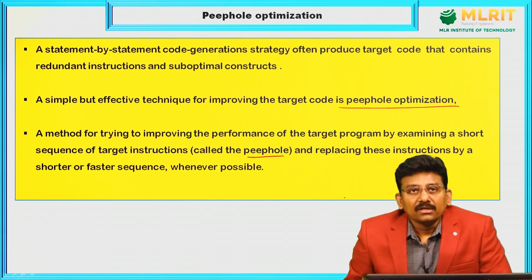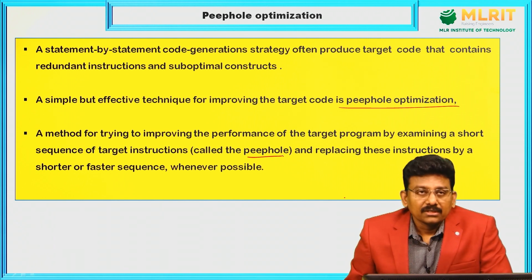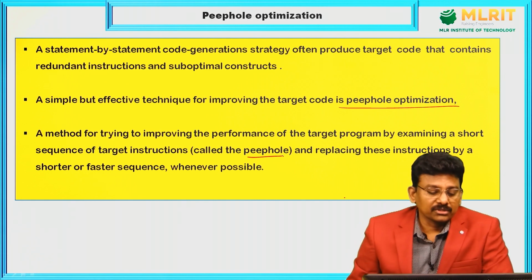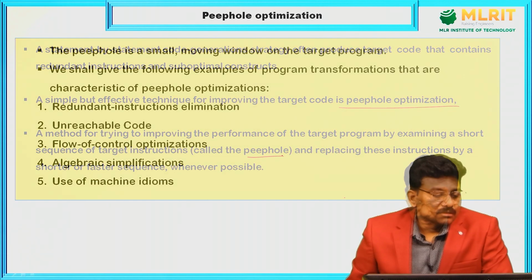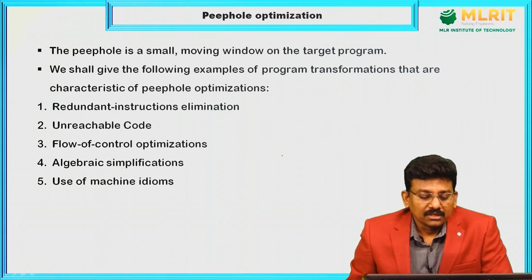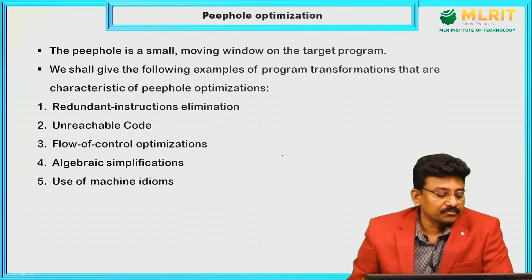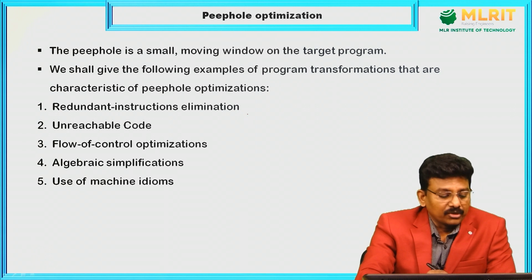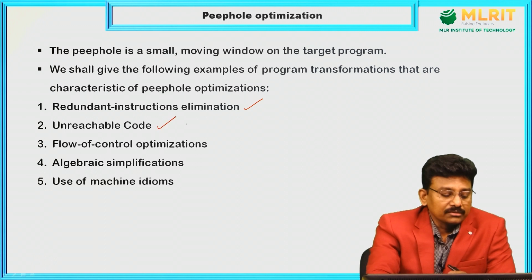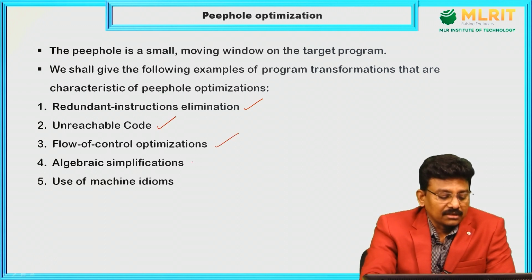So, here we have code having some instructions called costly instructions. We can replace those costly instructions by a cheaper and faster sequence of instructions, so that we can improve the code. The Peephole is a small moving window on the target program. We shall give the following examples of program transformations that are characteristic of Peephole optimizations. We have 5 techniques of Peephole optimization. First one is redundant instruction elimination, then unreachable code, flow of control optimizations, algebraic simplifications and use of machine idioms.